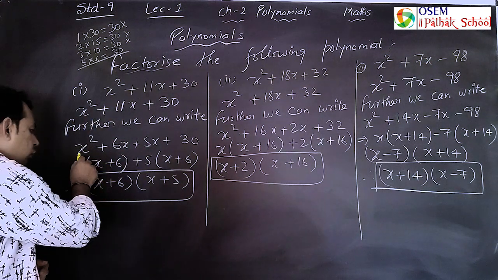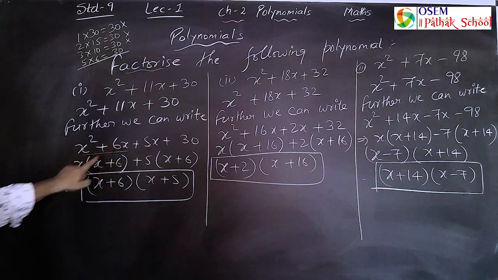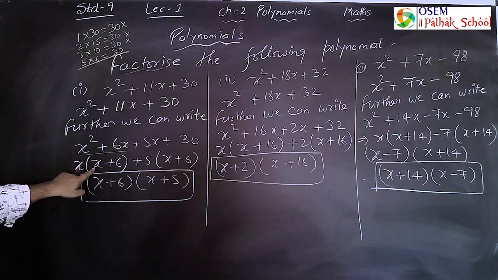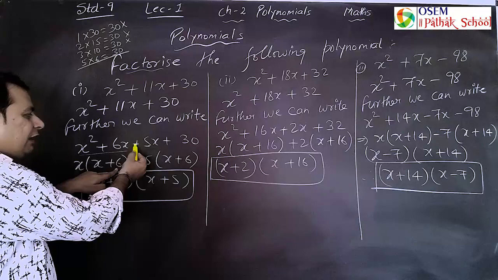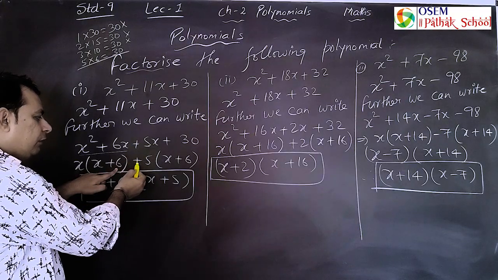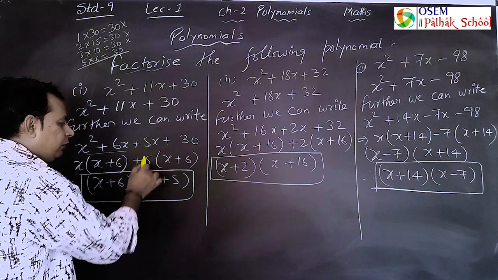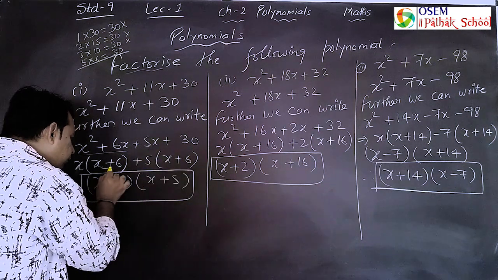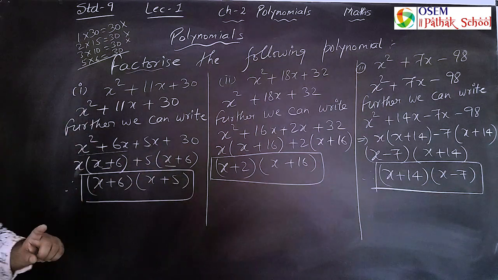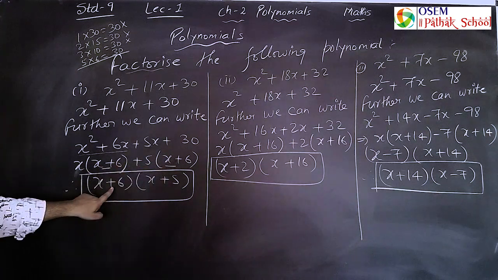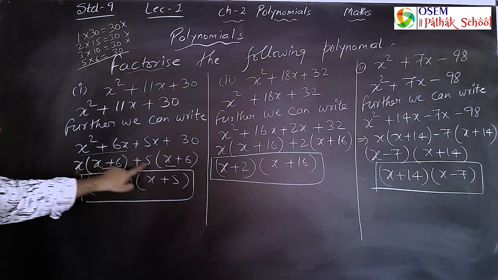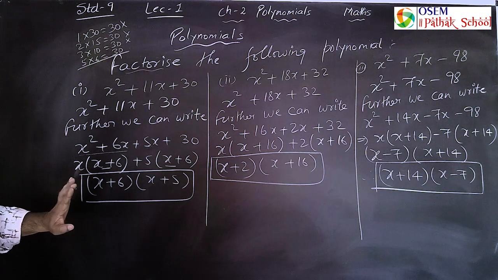Now we have to pick out the common terms. So what is common over here? x. So we take out x, x + 6. Whatever the sign is over here, we keep it over here. Now in both terms, what is common? 5. So I have taken out 5, x + 6. This factor and these terms will always be equal. So x + 6 we have written one time, and x + 5 the next one.